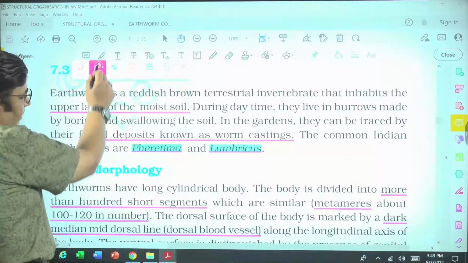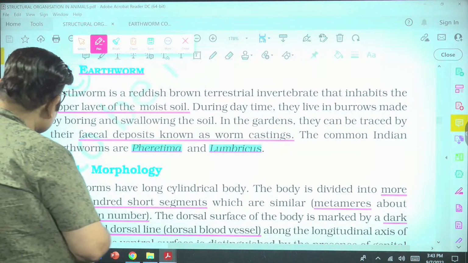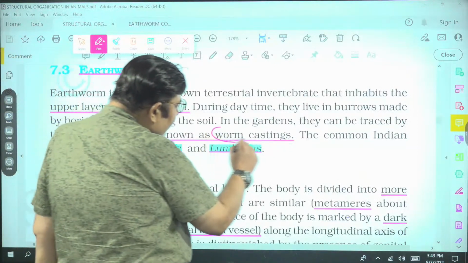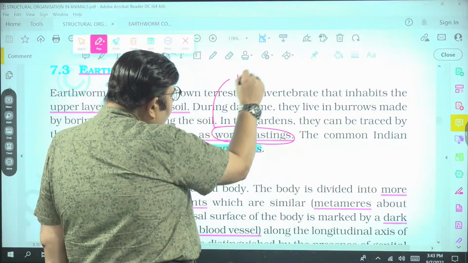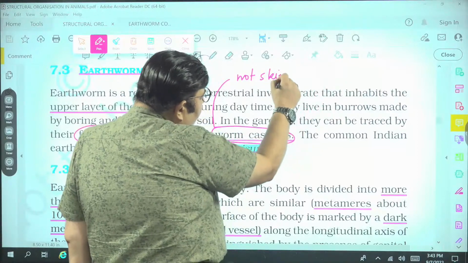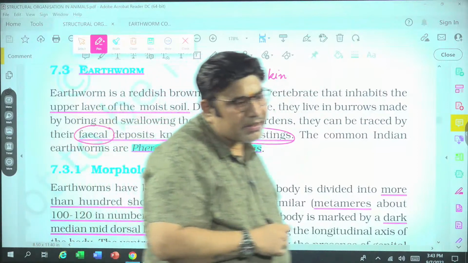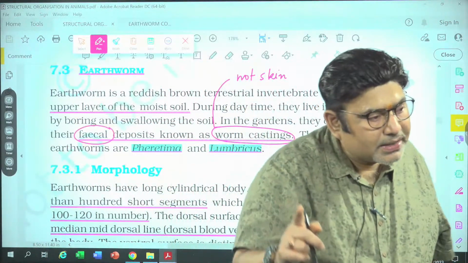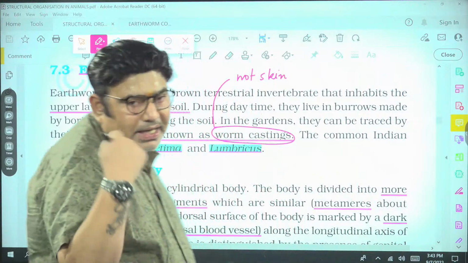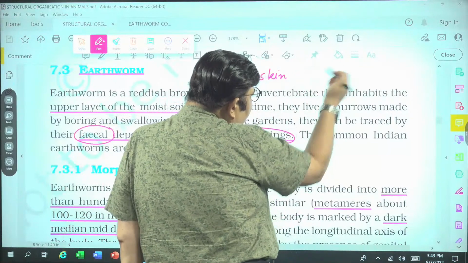During daytime, they live in burrows made by boring and swallowing the soil. In the gardens, they can be traced by fecal deposits known as worm castings. Now, worm castings are not skin castings. In which class of phylum Chordata have you seen the skin cast? It is class Reptilia. In class Reptilia, the outer cuticle is shed. It is not the worm casting, make sure.